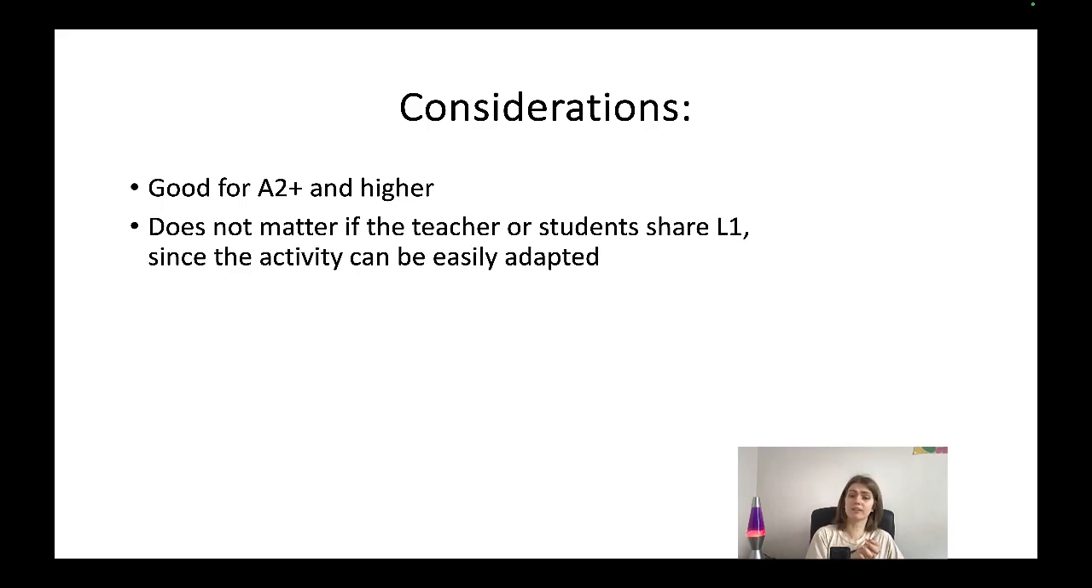Again, it doesn't matter if you as a teacher share your students' L1. The activity could be easily adapted even if the students don't share the same L1. As long as you have more than one person speaking a language, they should be able to work in pairs. Or if everybody speaks a different language, just make them work individually. They should be able to figure it out, especially if they are A2 plus or higher. They should be able to cope with that. So, as long as either everybody works alone or everybody's got a partner, they should be fine.